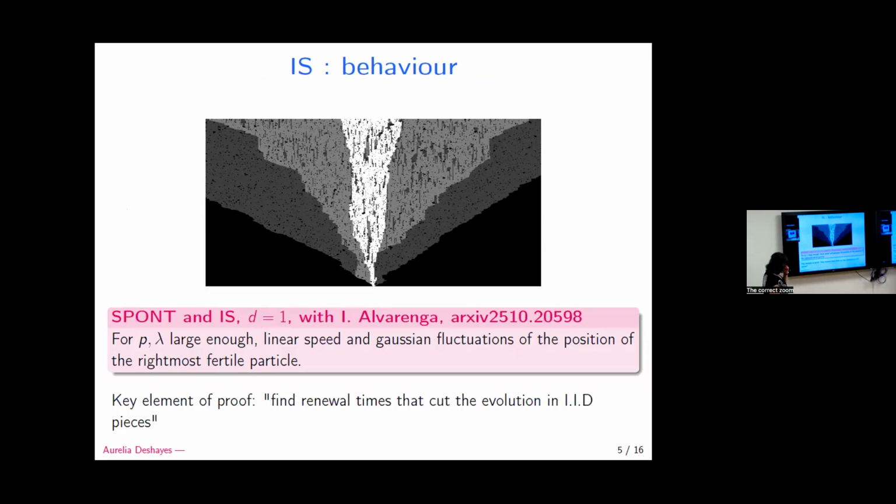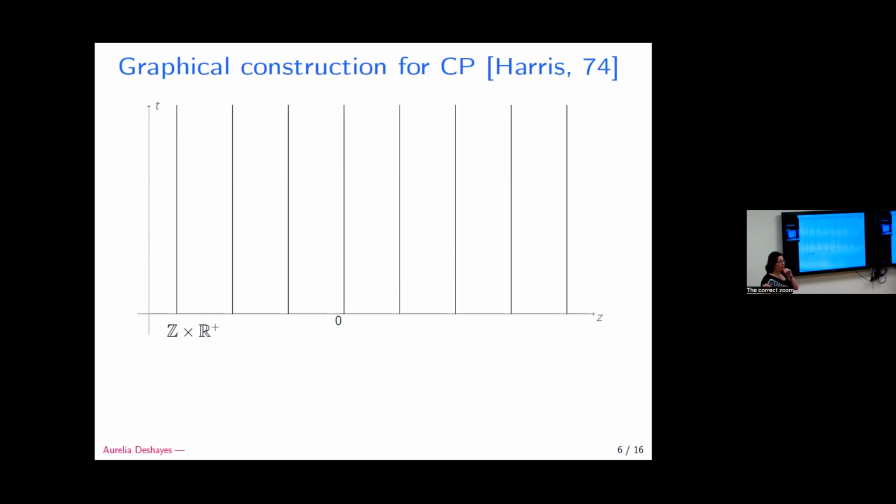Okay, so the key element of the proof is to find renewal times that cut the evolution into i.i.d. parts, in order to use the law of large numbers, the CLT, and classical tools. So this is the result, and now I want to explain some idea of the proof. And for that, I will come back to the classical contact process.